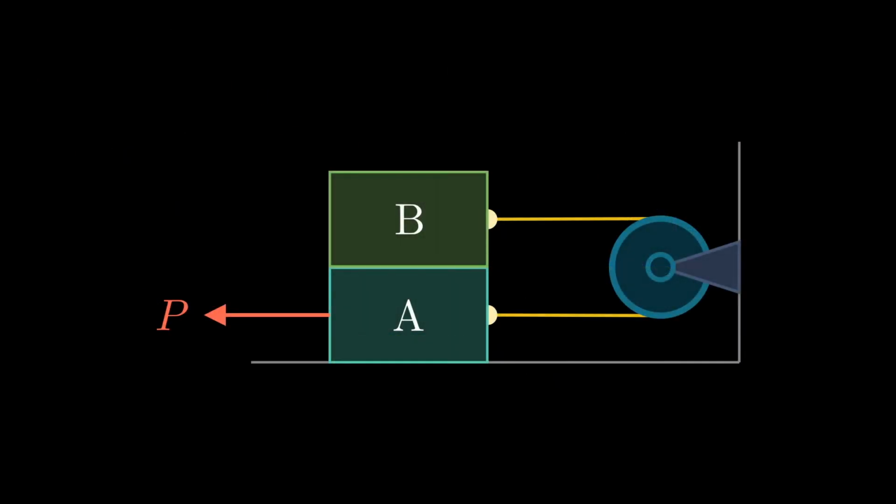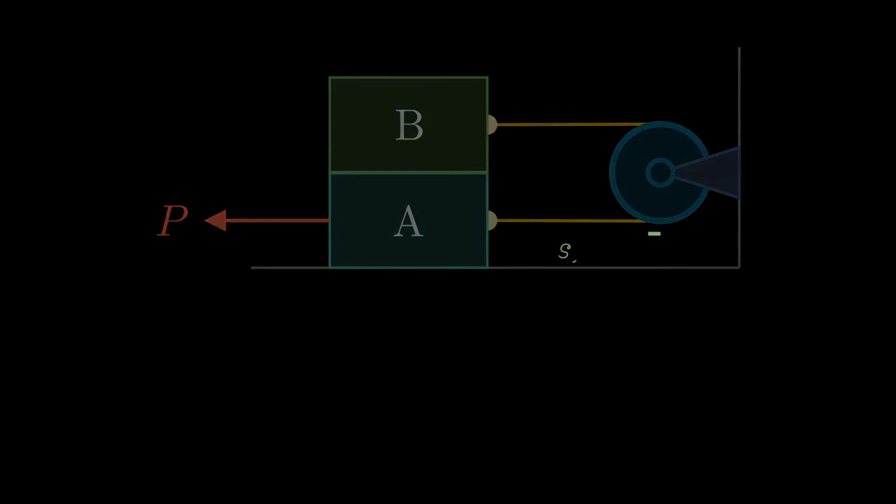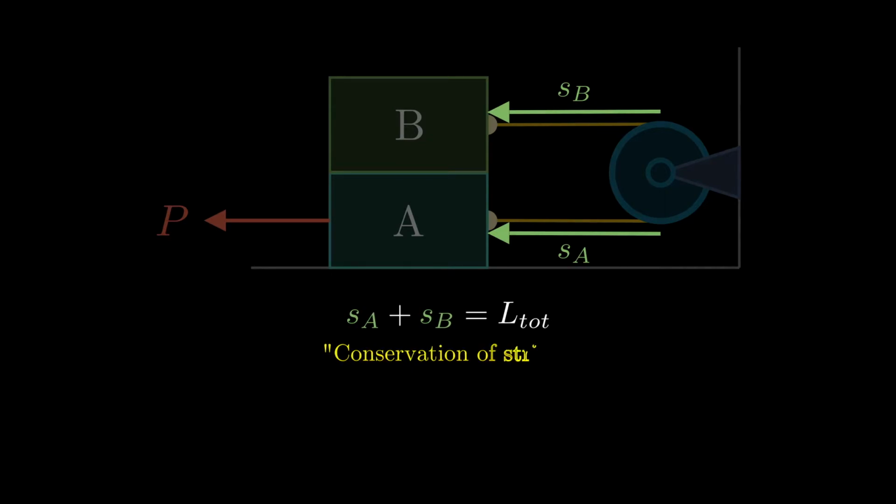Moving on to part B, the problem now involves this pulley. When you deal with a pulley problem, you want to think about the lengths of each section of string. Here there are two lengths, and we can call them SA and SB. The two lengths describe the total string length, L total. My dynamics professor at Waterloo always called this the law of conservation of string, which is that the total length of string is always unchanged.